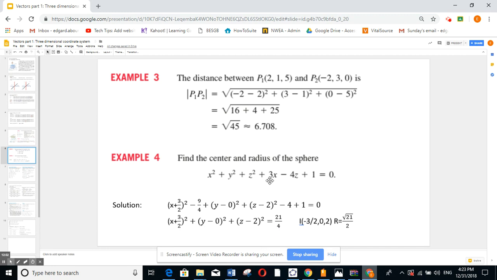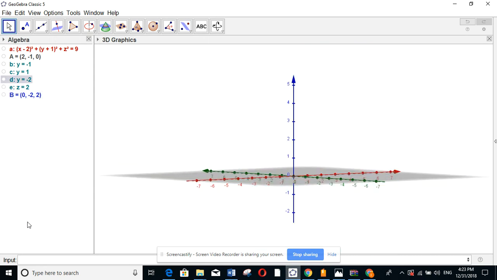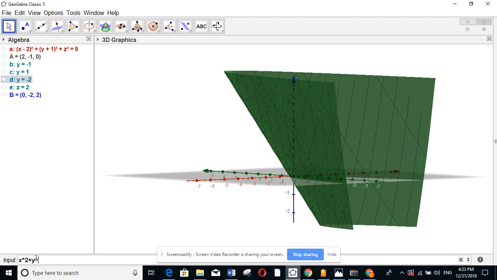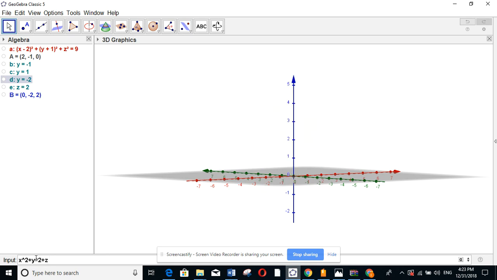You can check it by putting this in GeoGebra. What I mean here, if you go to GeoGebra and you write this equation, you can find the center, check your work. So here, if you graph it as it is, x squared plus y squared plus z squared plus 3x minus 4z plus 1 equal to 0.